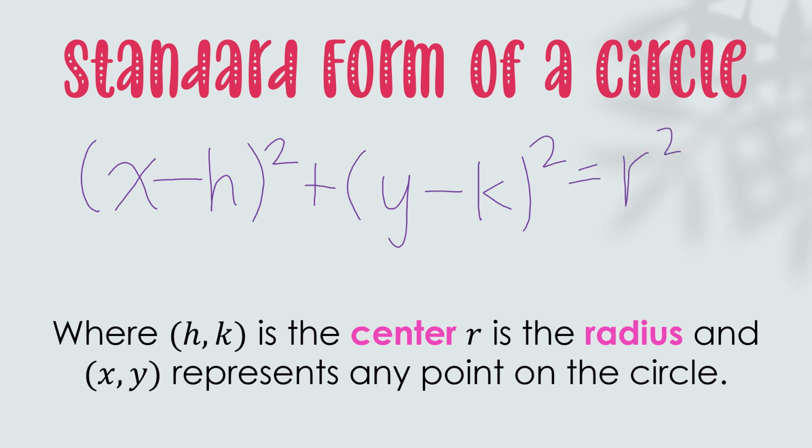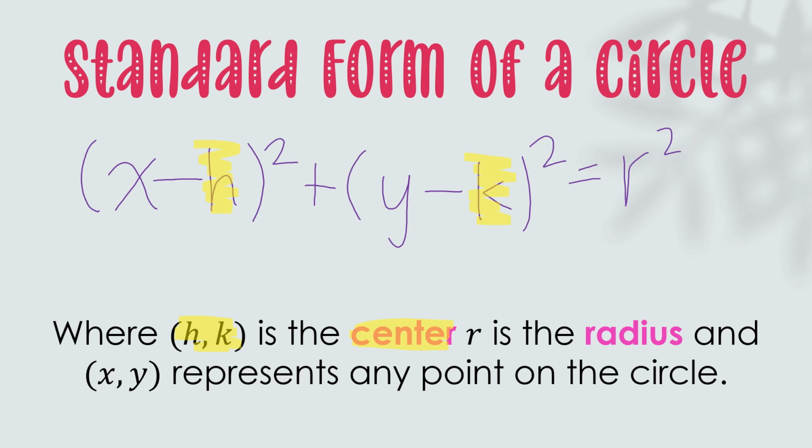H and k together are going to be the center. You need to be really careful, and if you remember from last year, when you have an equation and you have a minus sign in it, the values are going to be the opposite. So if it says x minus 2, it really means that h is positive 2. Or if it says x plus 3, it means h is negative 3.